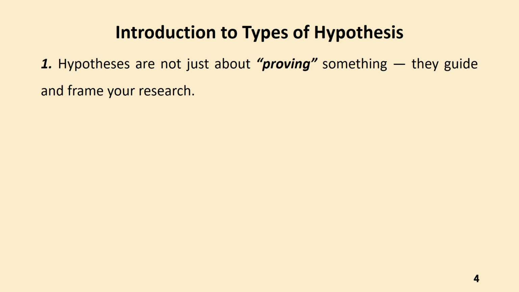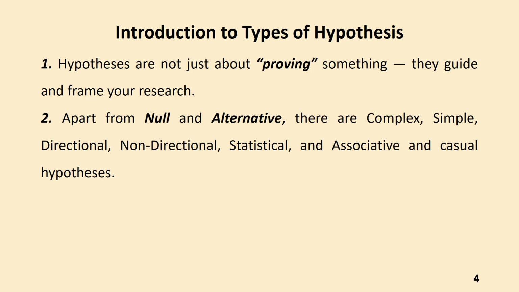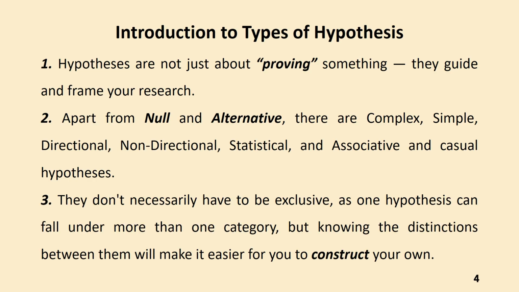Introduction to type of hypothesis. Hypotheses are not just about proving something, they guide and frame your research. We have already discussed this, and now we have to understand this, that how they guide and frame your research. Second is, apart from null and alternative, there are complex, simple, non-directional, directional, statistical, associative and causal hypotheses also there. They do not necessarily have to be exclusive.